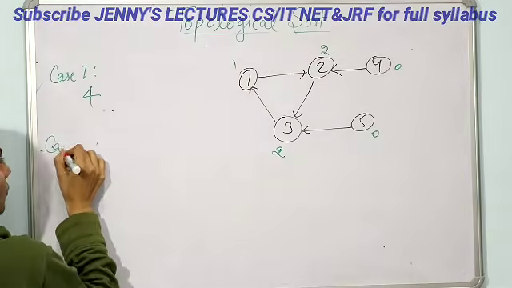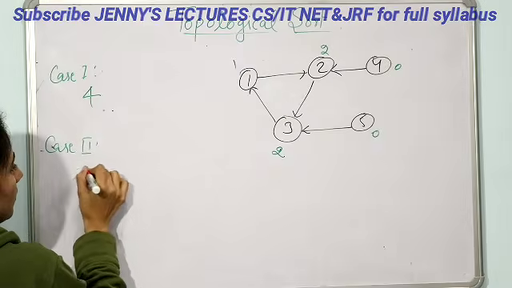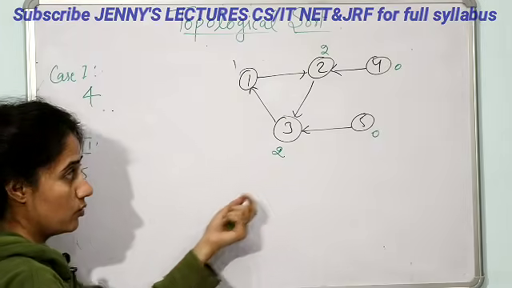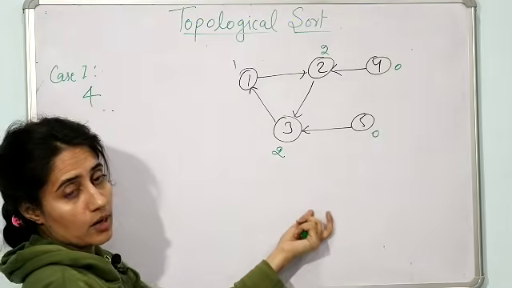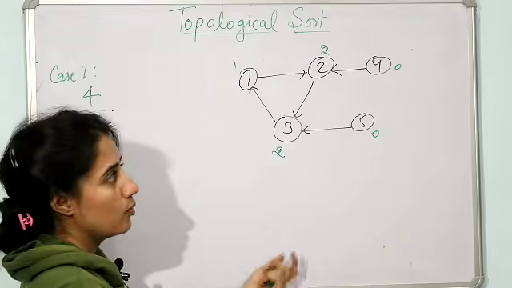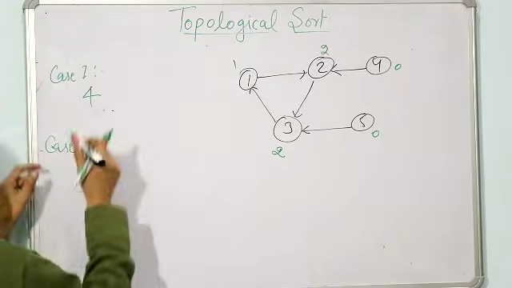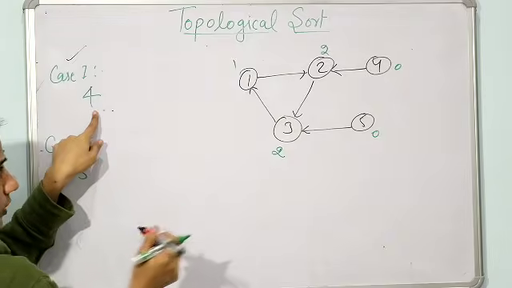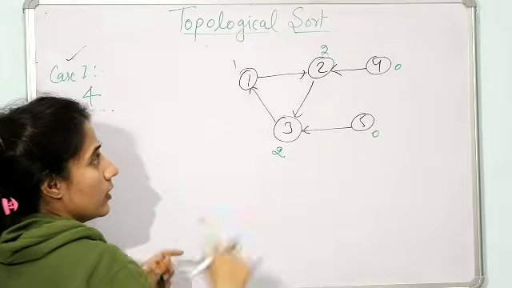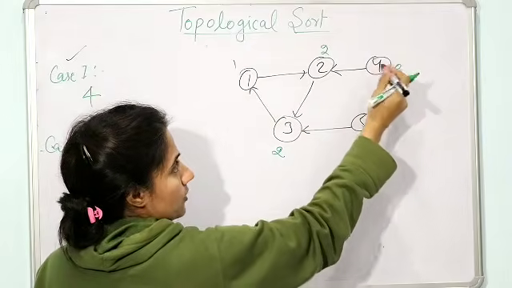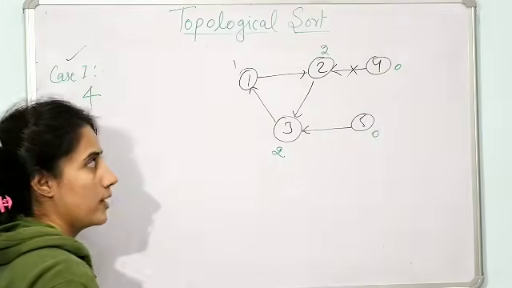Case 1 is this 4, or case 2, maybe you can select 5. That's why I have told you, for a directed acyclic graph, many topological orderings are possible. We are taking this case. Suppose we have chosen this 4. Now after choosing this 4, delete this 4 and also this vertex.